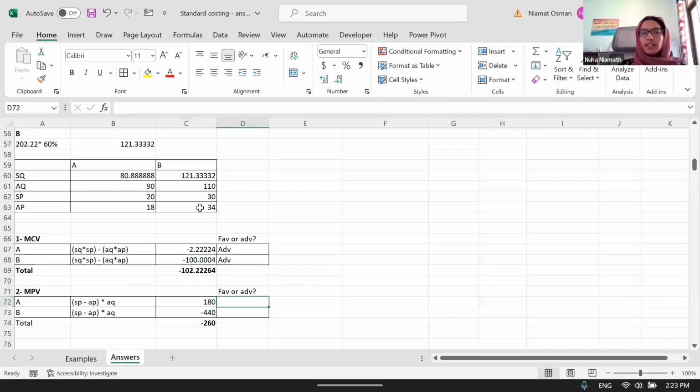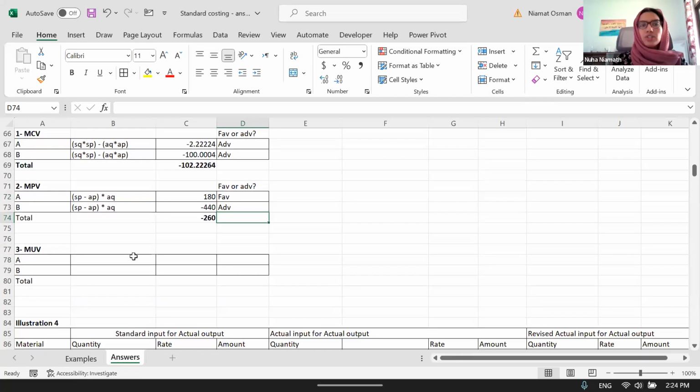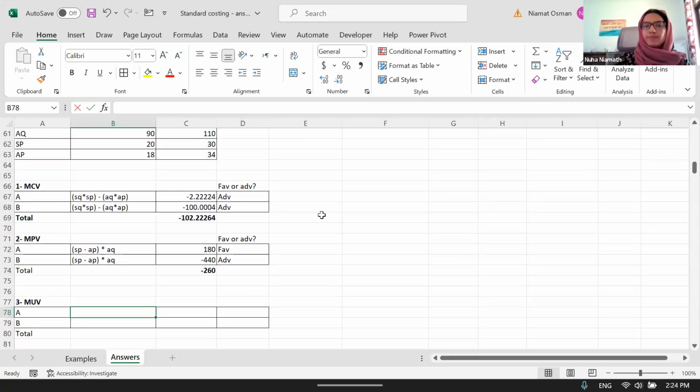So that will give me, can somebody tell me, is it favorable for A? Yes, perfect. And is it favorable for B? No, perfect. So it is adverse. Great. Last one. Usage variance. Quickly. Formula.